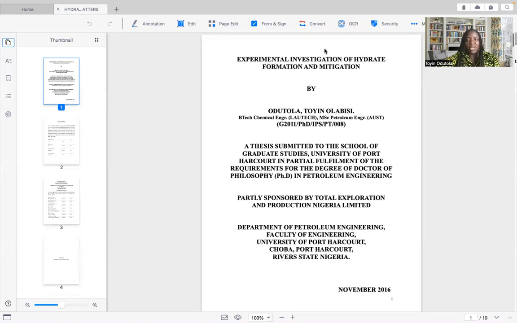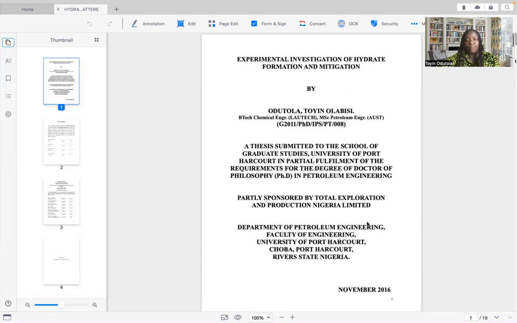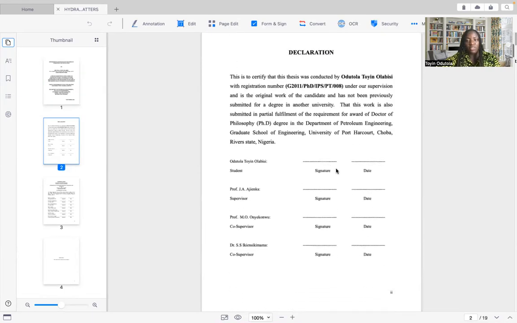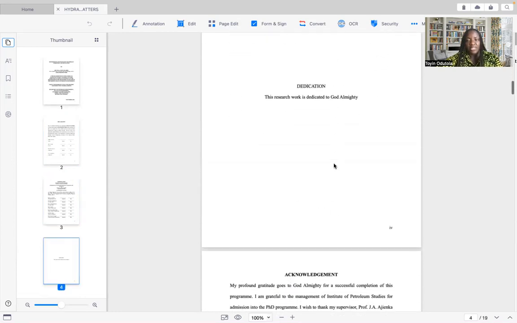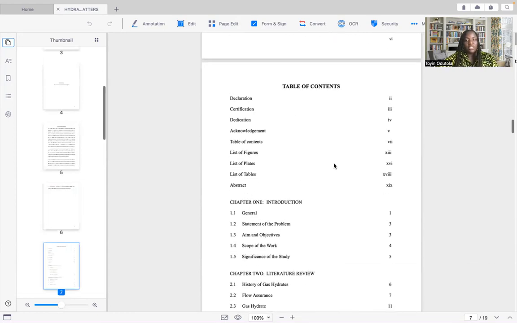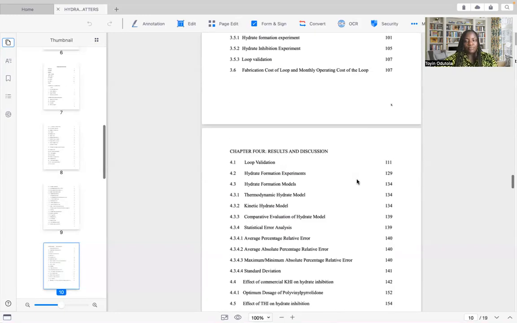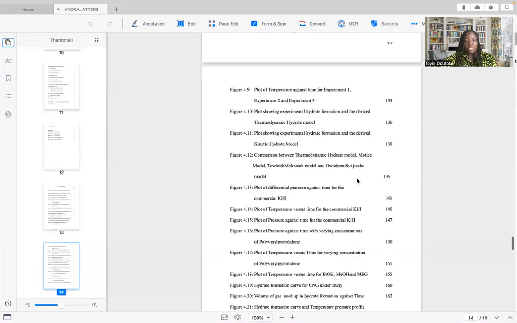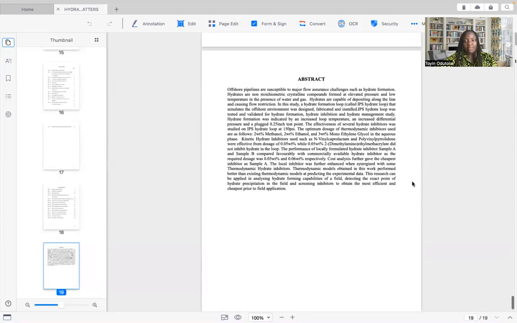This is my PhD thesis. This is the title page, and it's closely followed by my declaration page, my certification page, dedication, acknowledgements, table of contents. See, there are no dots here. It's all plain. Then list of figures, list of plates, list of tables, and my abstract.